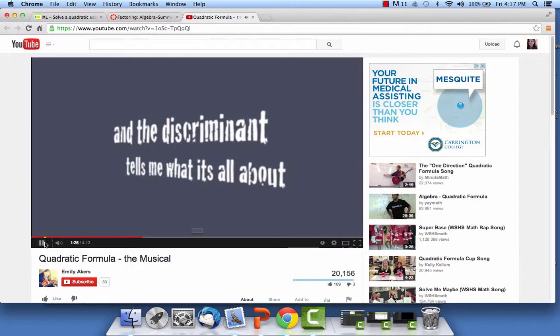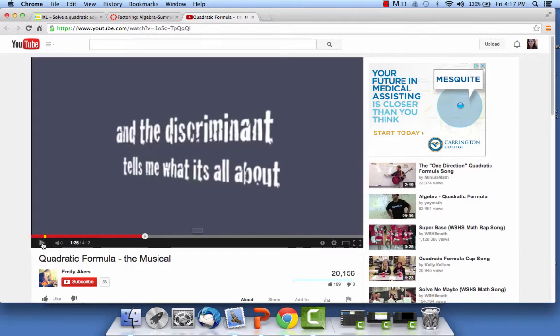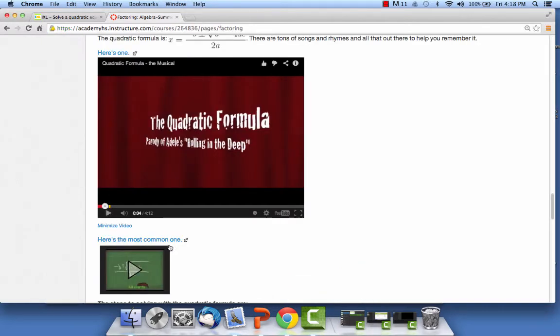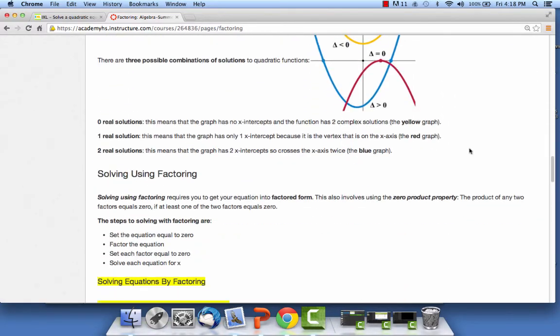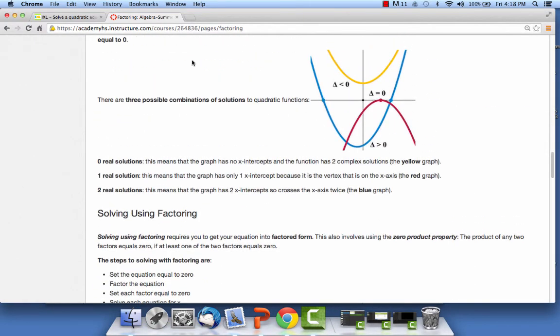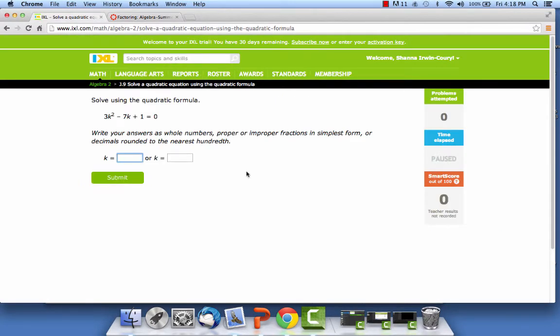And the discriminant. Okay, I'm going to call that enough of that. So that's one way you can memorize it. The Pop Goes the Weasel thing is another way you can memorize it. And they are both here. There are other ways too, and I think Miss Hirsch gave you guys a link to some kind of rap one. But anyway, that's one way to solve them.